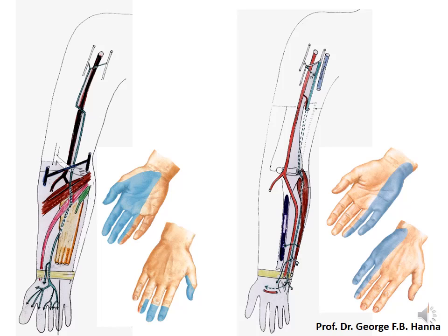At the level of elbow, both median nerve and the ulnar nerve are in a dangerous position. Median nerve is liable to be injured by wrong intravenous injection in the median cubital vein. Ulnar nerve is liable to be injured by fracture of the medial epicondyle. Both of them enter the forearm between two heads of a muscle. Median nerve between the two heads of pronator teres, ulnar nerve between the two heads of flexor carpi ulnaris.